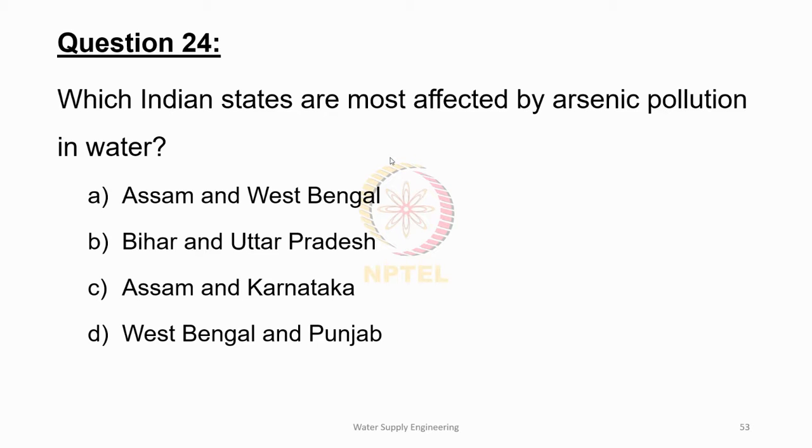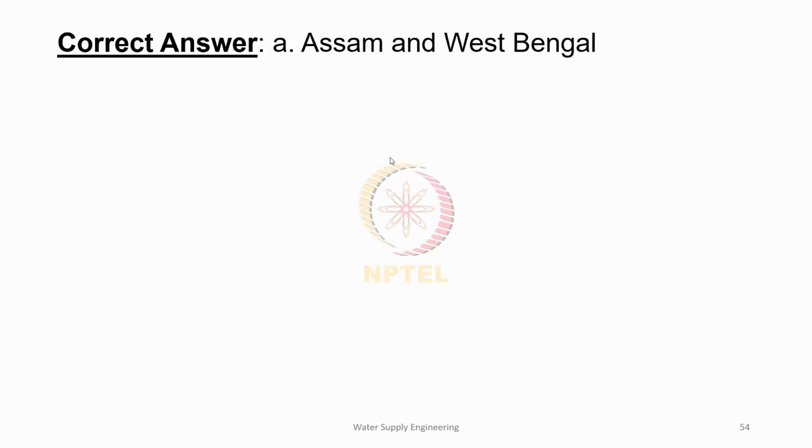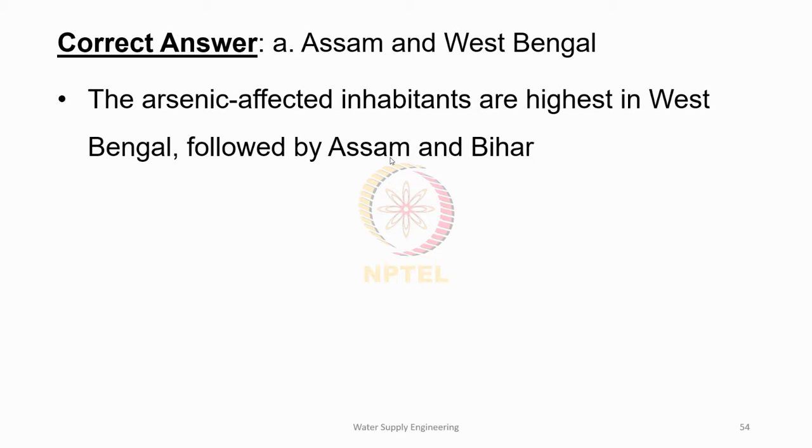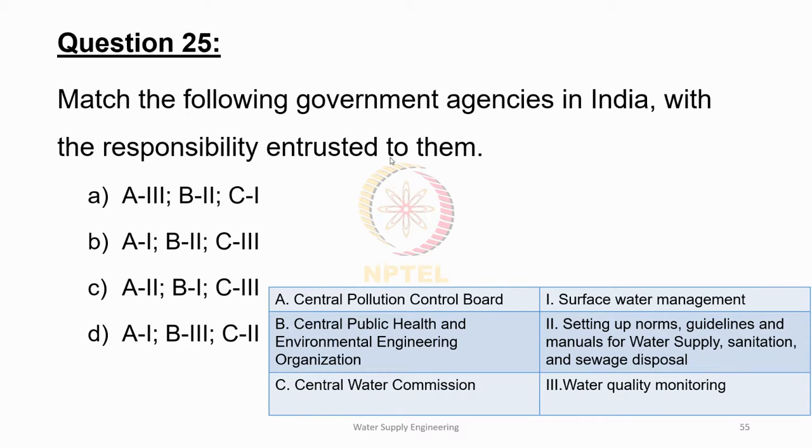I have got few answers. Okay, let's see. The correct answer is option A, Assam and West Bengal. The arsenic affected inhabitants are highest in West Bengal, followed by Assam and then Bihar. So the answer is Assam and West Bengal. Okay, so now we have a match the following question.